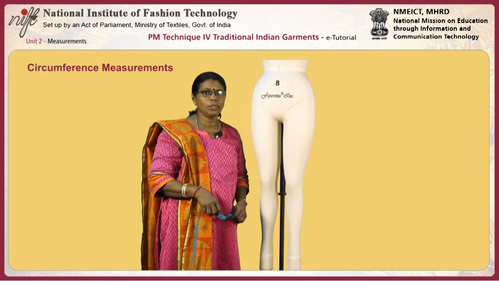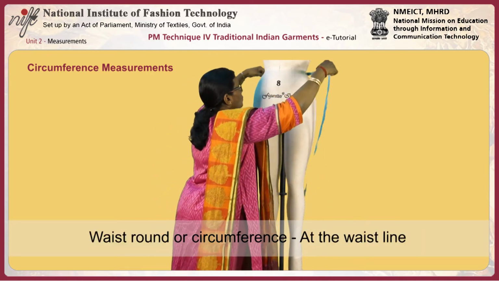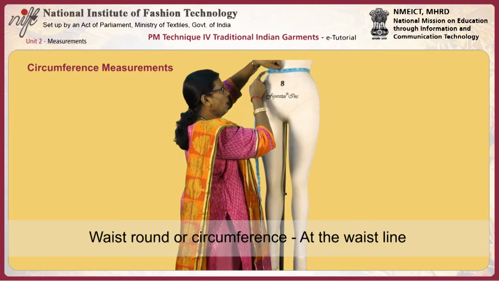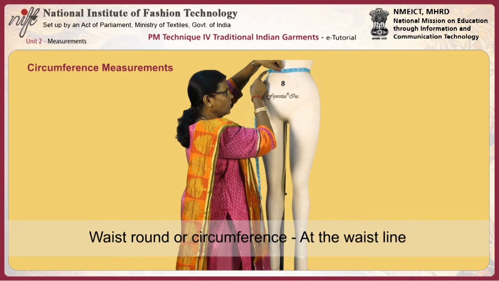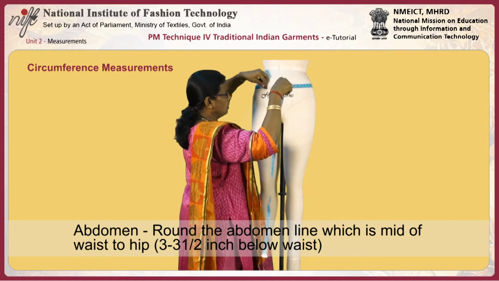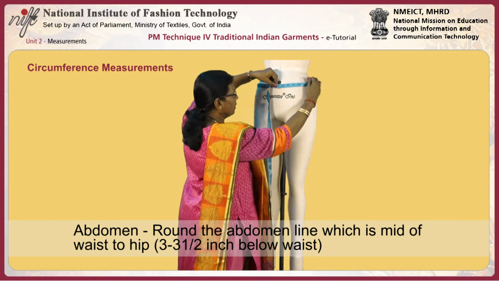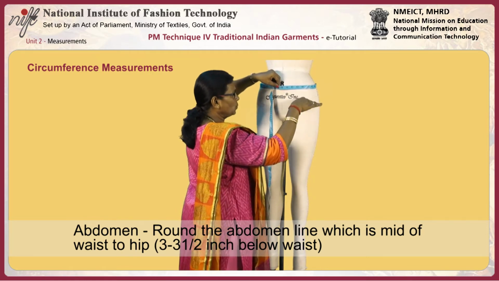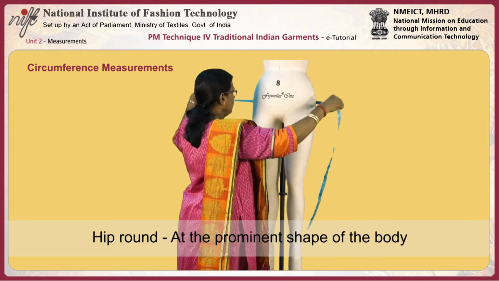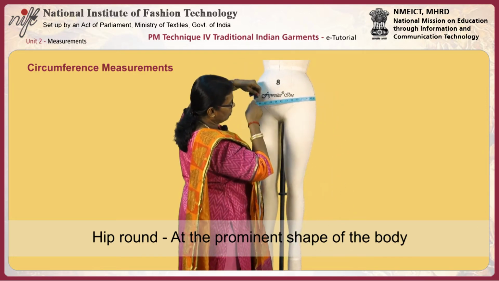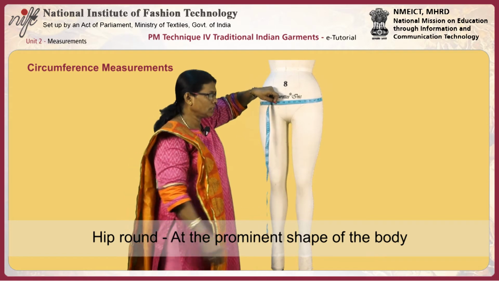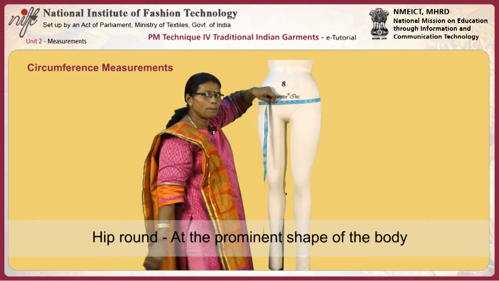Next, circumference measurements. Waist round or circumference at the waistline with one finger ease, and abdomen round at the abdomen line, which is the mid of waist to hip. Then hip round is on the hip line with one finger ease at the prominent shape of the body.